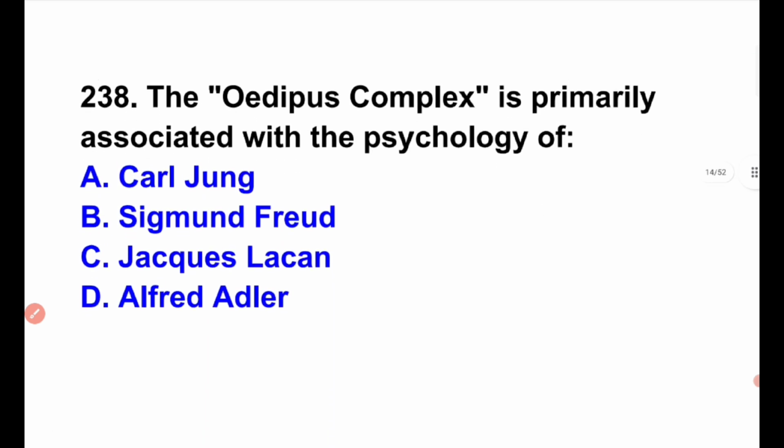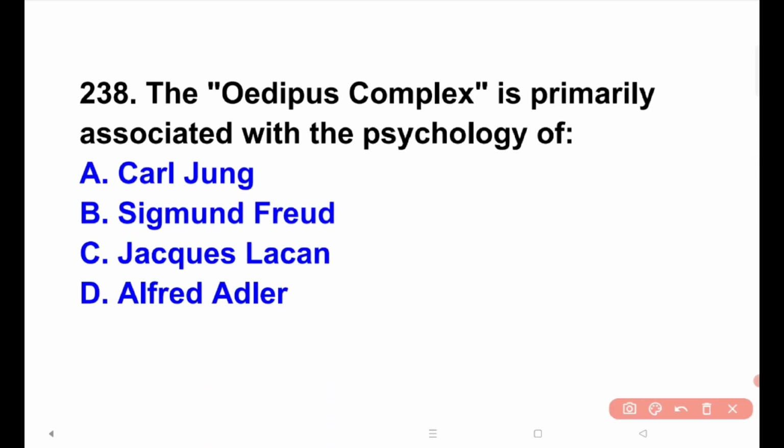The Oedipus complex is primarily associated with the psychology of option B, Sigmund Freud. He originated the Oedipus complex, referring to unconscious sexual desire for the parent of the opposite sex and jealousy towards the same-sex parent, meaning male toward mother and female toward father.